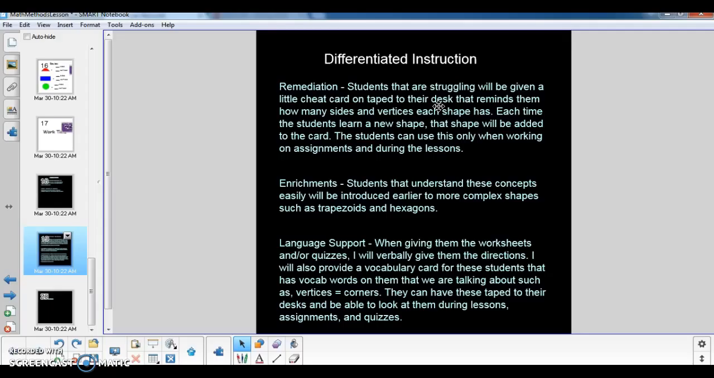And then for language support, I thought I could also give a little cheat sheet to those students. They could put on their desk different vocabulary words. So, for example, the word vertices means the word corners. So then they could use that during the lesson or on assignments. And then I could also give them directions verbally.